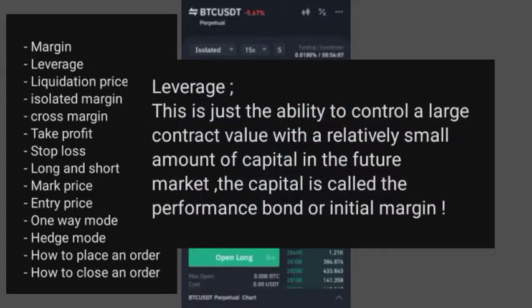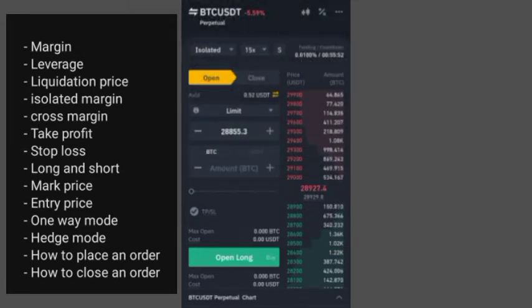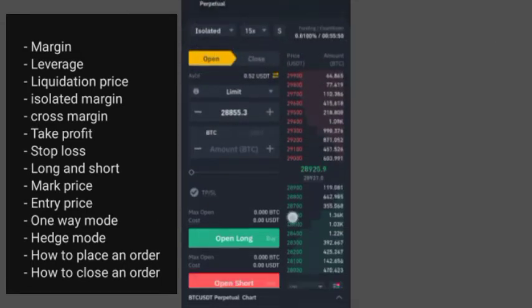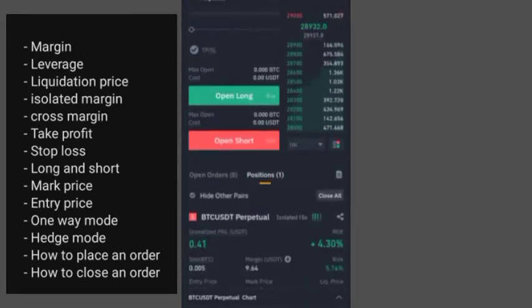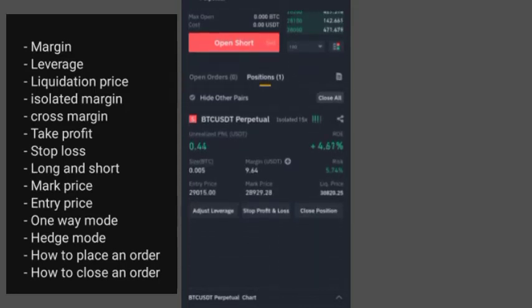Now, the leverage part is just the ability to control a large contract value with a relatively small amount of capital in the futures market. The capital is called the performance bond or initial margin. Now, let me show you a little thing. For example, I'm on a trade here, a little trade. Let me use this dashboard to explain that. This is the very first one I explained, which is the margin. The amount I used in entering this trade is $9.64.